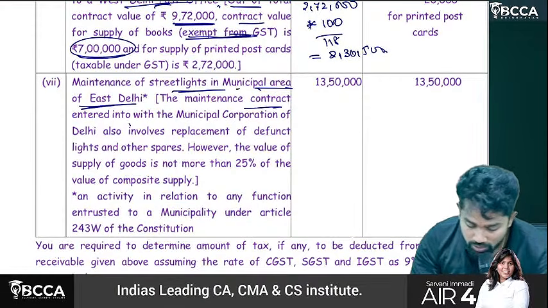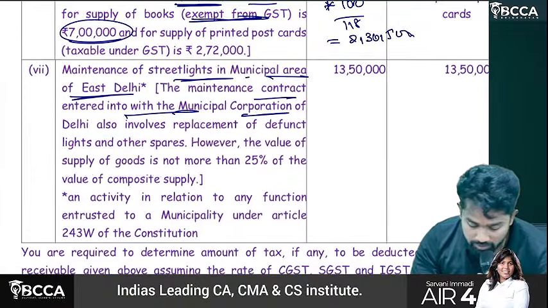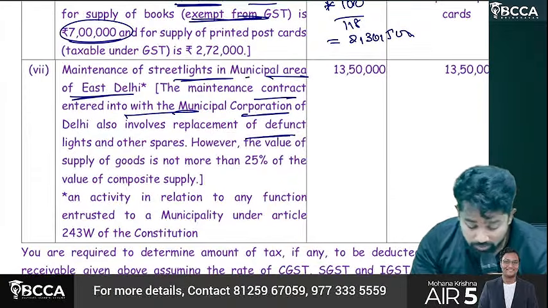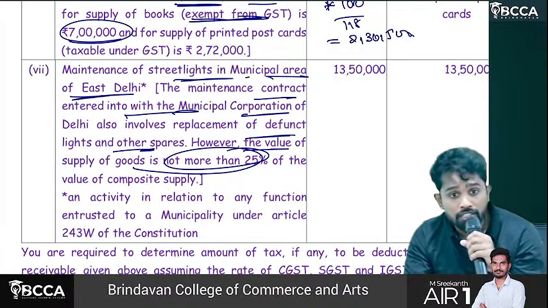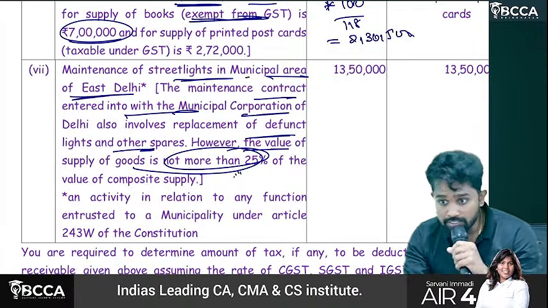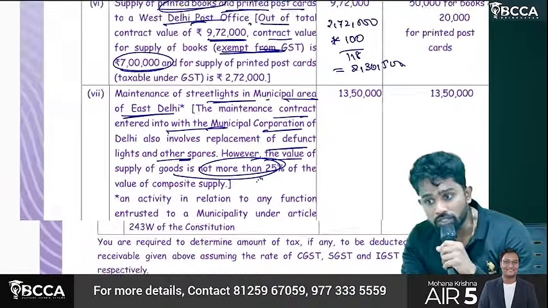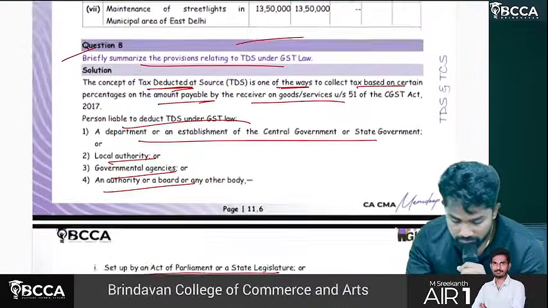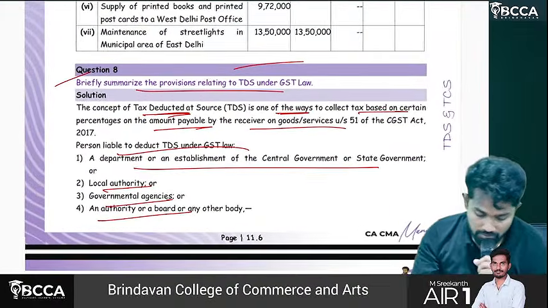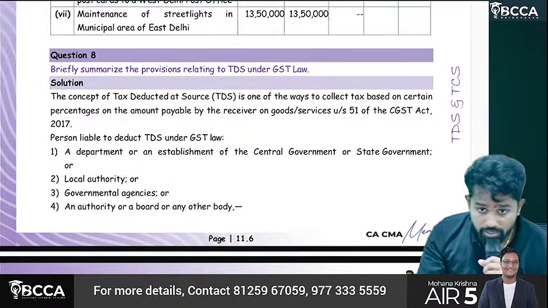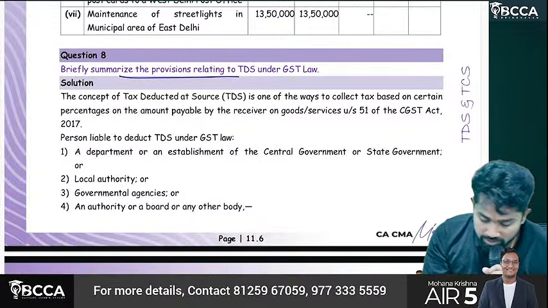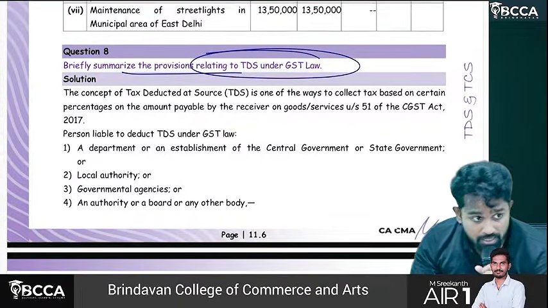The maintenance contract is entered with Municipal Corporation of Delhi and involves replacement of lights also. However, the value of goods is not more than 25%. Hence it is exempted. Since it is exempted, TDS is not applicable. Okay, then question number 8, sir. Briefly summarize the provisions related to TDS under GST law.